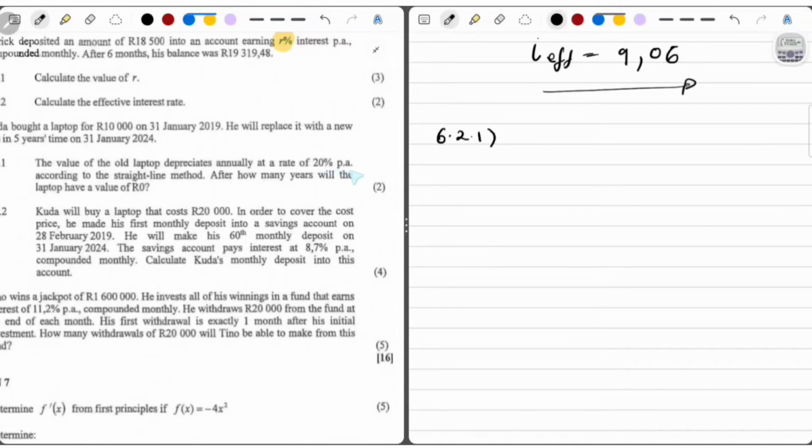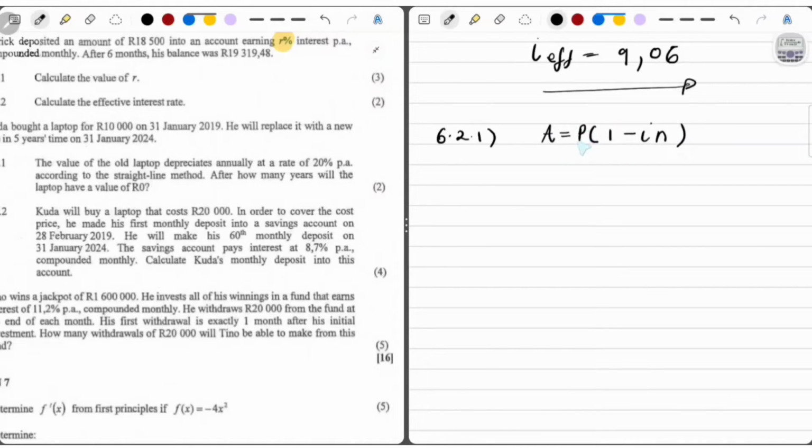And we have the value of the old laptop depreciates annually at a rate of 20% per annum according to the straight line method. After how many years will the laptop have a value of 0? As you can see, something is depreciating, but it's depreciating on a straight line method. So what is the formula for a straight line depreciation? It is A is equal to P bracket 1 minus I multiplied by N. Okay, because this is straight line, it's not compound, and it's also depreciating. So we just need to know what all these values are.